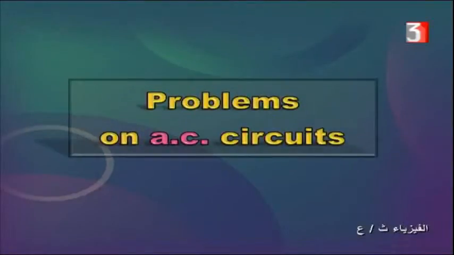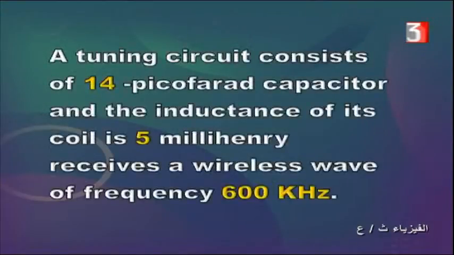Problems on AC circuits. First problem, a tuning circuit consists of a 14 picofarad capacitor and the inductance of its coil is 5 millihenry. Picofarad should be converted into farad, it is multiplied by 10 power negative 12. Millihenry should be converted into Henry, multiplied by 10 to the power of negative 3.